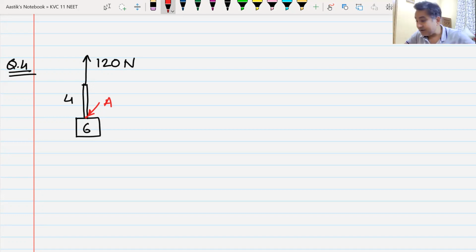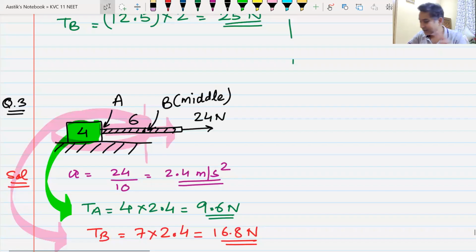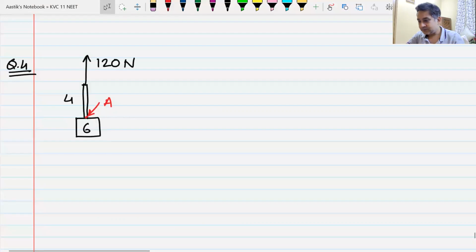There is a difference between this question and the previous question. Do we see the difference between the two questions? This one and the other one? What is the difference? Do you see the difference?